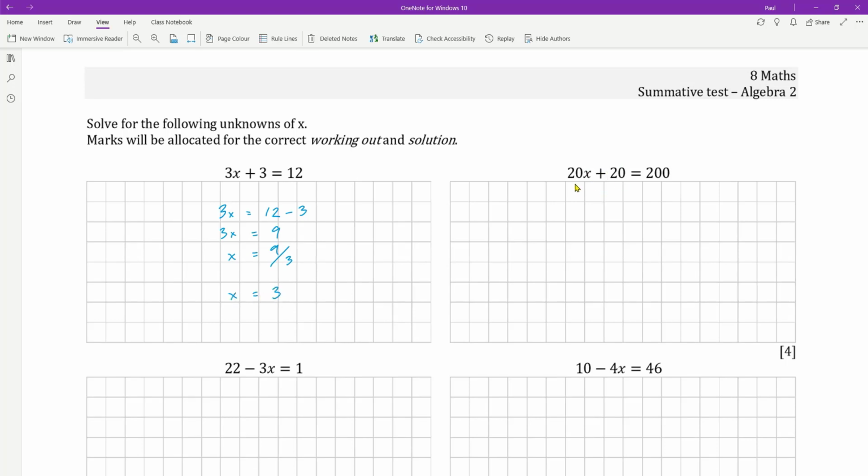On this side I've got a times and a plus. The plus is the first one that gets moved, so therefore it will be 20x is equal to 200 minus 20, so 20x is equal to 180. X will be equal to 180 divided by 20, because that's times by, so x is equal to 9.